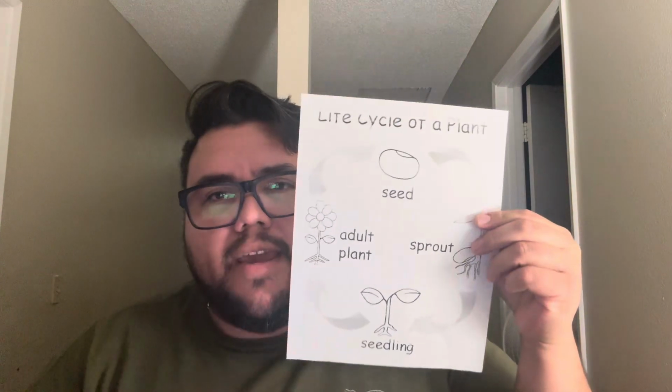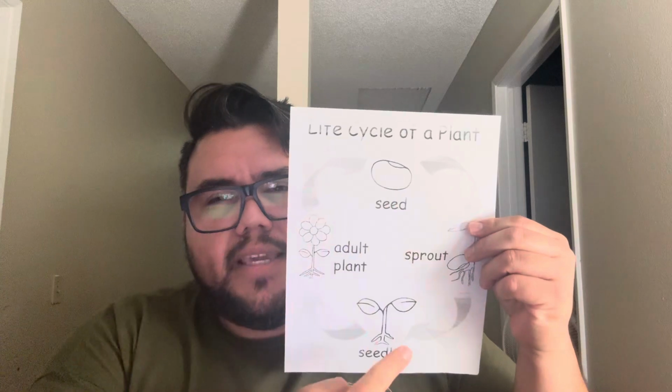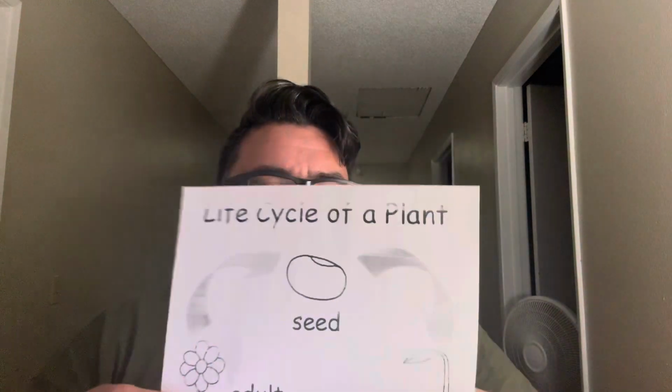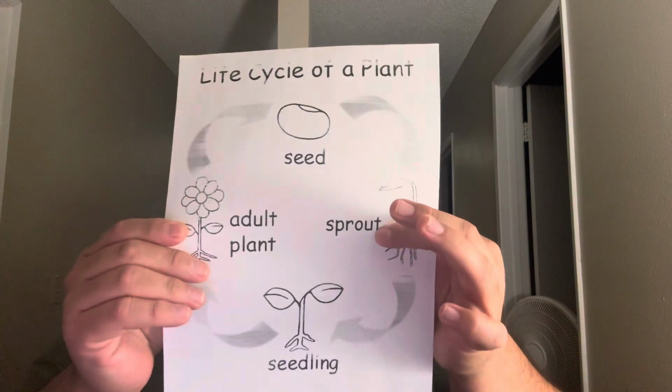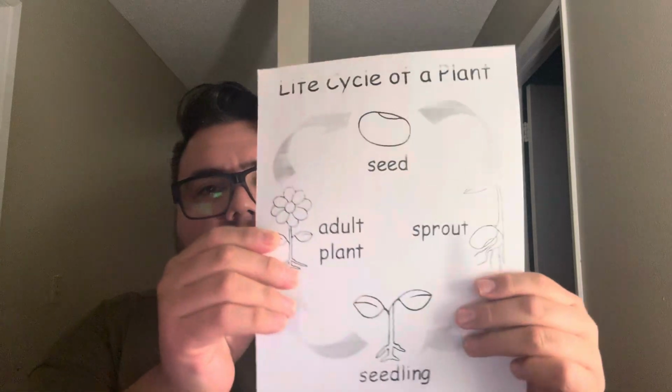You start with a seed, and then you have a sprout, which is the next form that a plant takes. Then you have a seedling, and then you have an adult plant. So what I'm going to give you, so you can put in your science notebooks, is the life cycle of a plant, and we have that right here. So you can see we have a seed, and then we have a sprout right here, and seedling, and an adult plant.